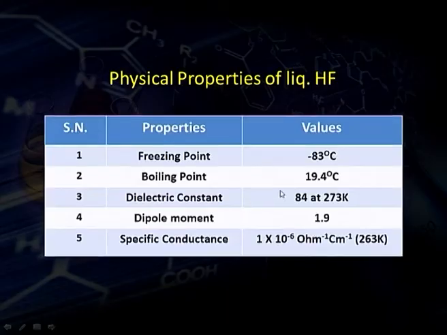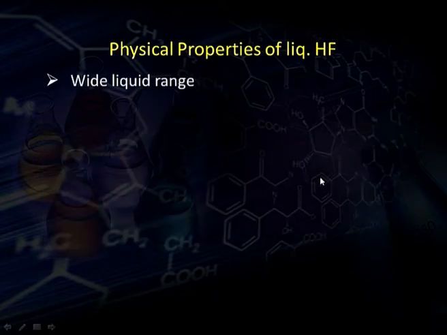So, it has a wide liquid range as we have already seen from the table. We can just go back. Its freezing point is -83 degrees Celsius and its boiling point is 19.4 degrees Celsius. So, it remains liquid between these two temperatures. At a temperature above 19.4 degrees Celsius, it remains as a gas, and at a temperature below -83 degrees Celsius, it remains as a solid.